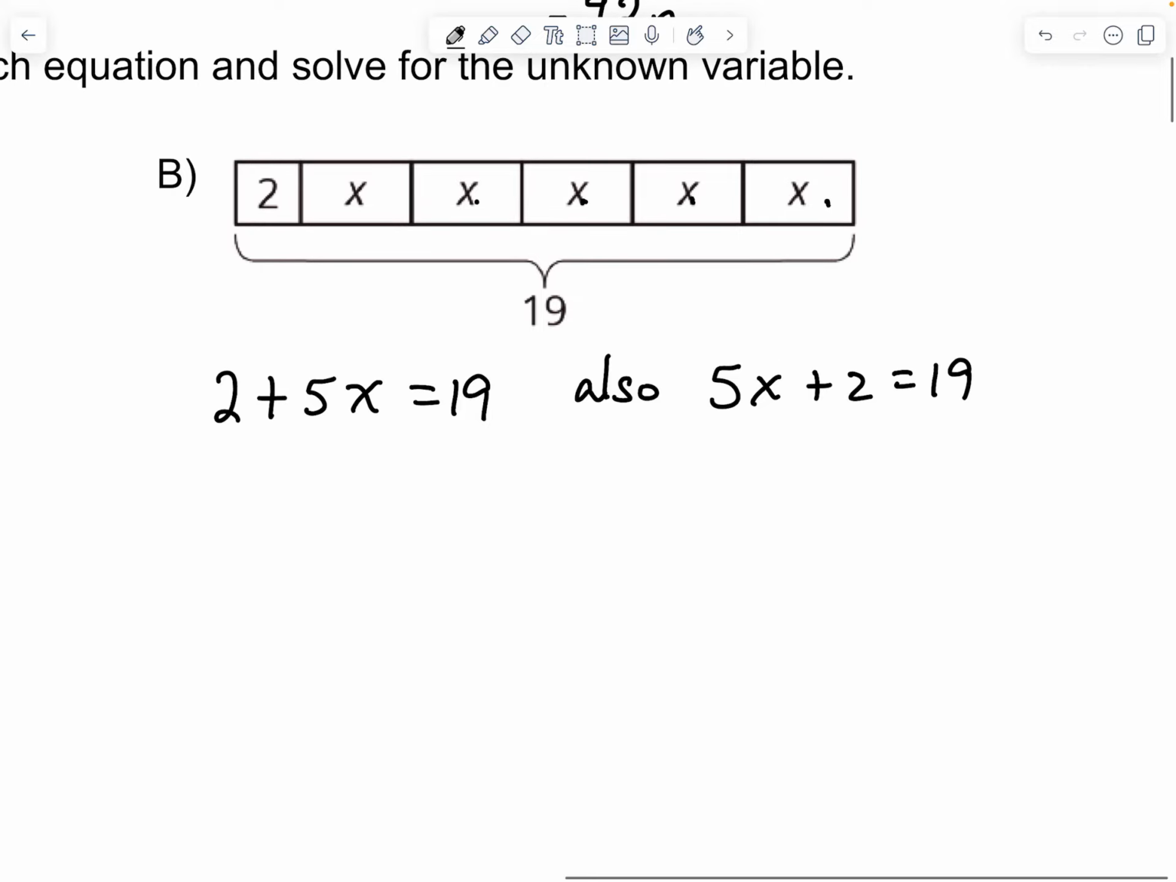I'm going to first do the one on the left here. 2 plus 5x equals 19. In order to figure out what x is, I'm first going to take away 2 from 19. So subtract 2 from each side. Again, if it helps, put a dashed line down the middle.